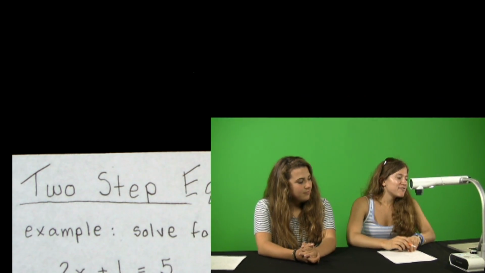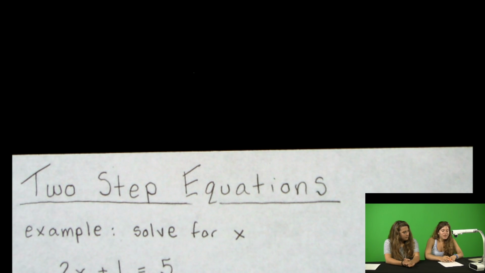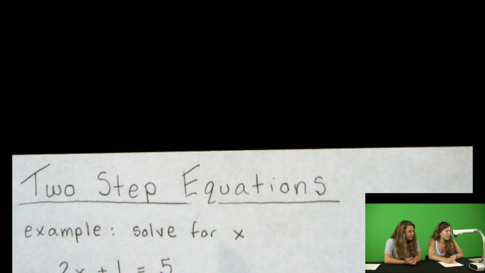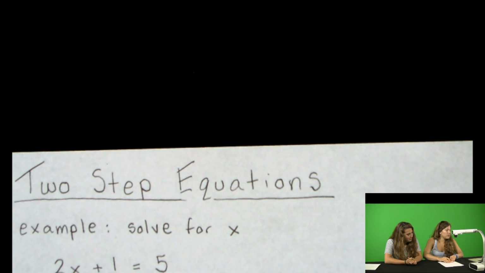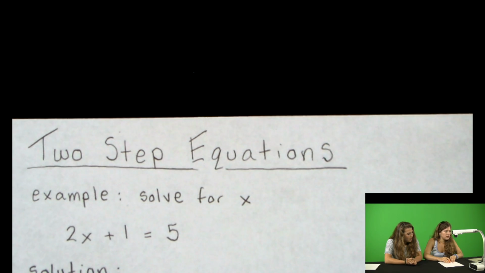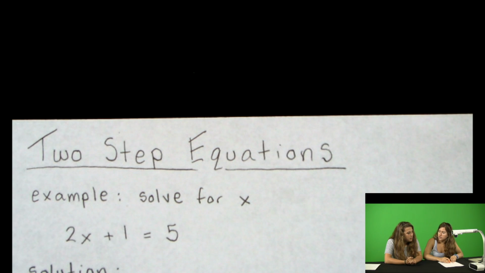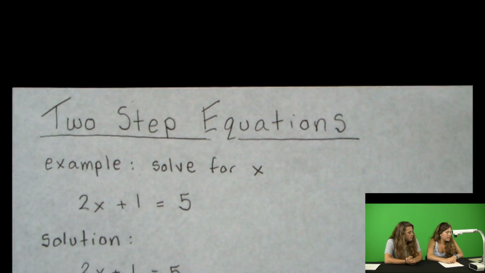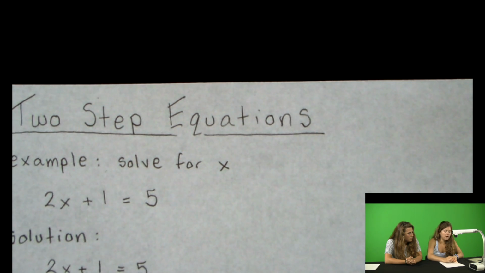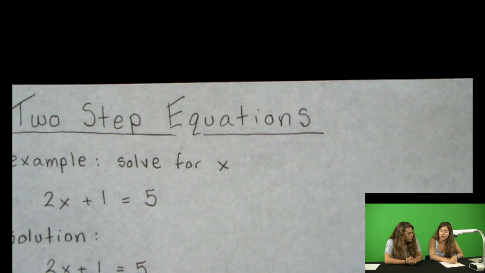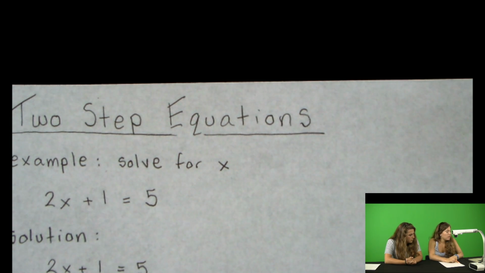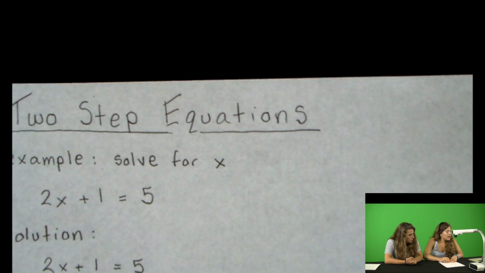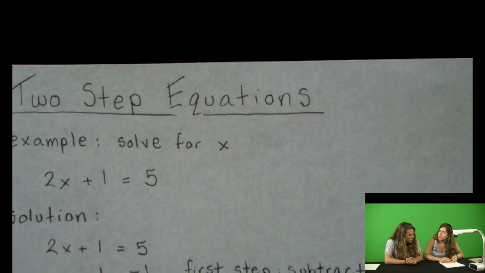Okay, so our first problem is we're going to solve for x with just 2x plus 1 equals 5. So we're going to solve for x. What do you think we're going to do first? Well, you have 2x plus 1. Would you start by subtracting 1 from both sides? Very good. Our first step is subtraction because we'll want to get rid of this plus 1. Okay. So now we are left with 2x equals 4.